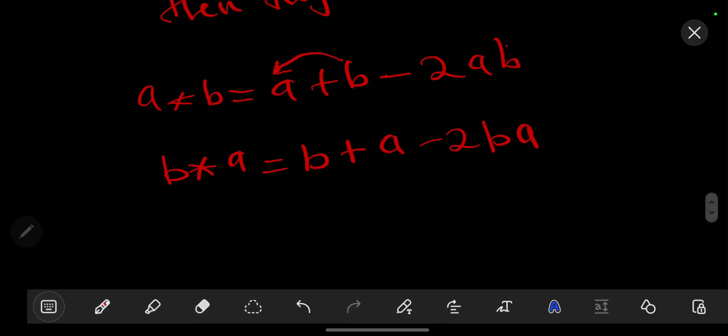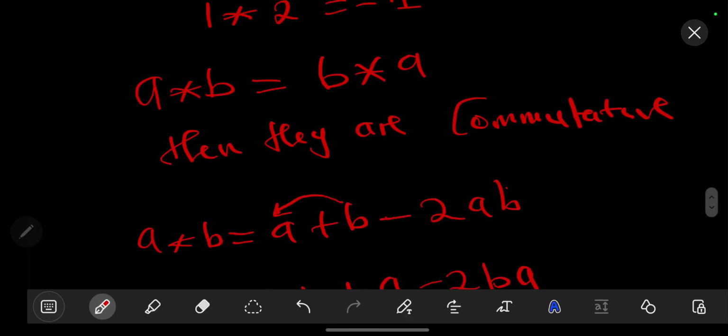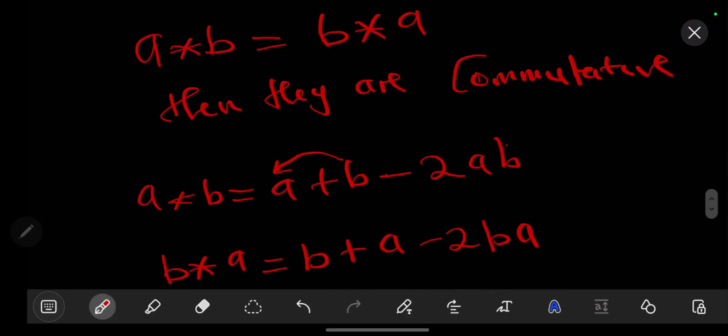Now for this approach, just make sure that when they are interchanging the position, they do not carry the sign. For example, if you have A minus B, B will come where A is and you will have B, then you will have minus A. B does not have its own sign. They will just be interchanging like that. So those are the two ways of proving for commutativity. So let's move on to our next question.